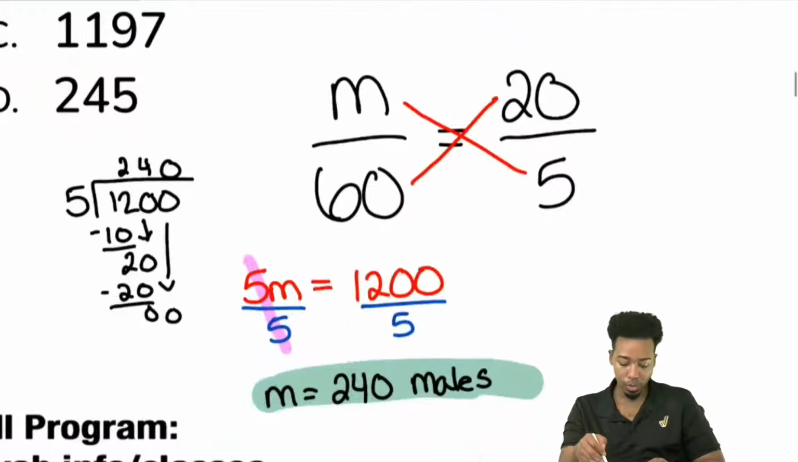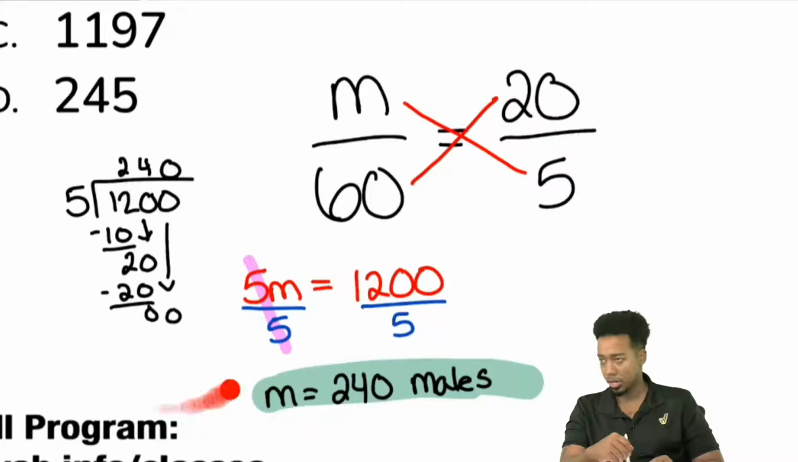Let me show you again what we did here. We went ahead first and we cross multiplied. Then we got that. Then we had to do 2 multiplications, so m times 5 and 60 times 20. Then after we did those 2 calculations, we divided by 5, so then we did 1,200 divided by 5. That's another big calculation. Boom, and we got 240.